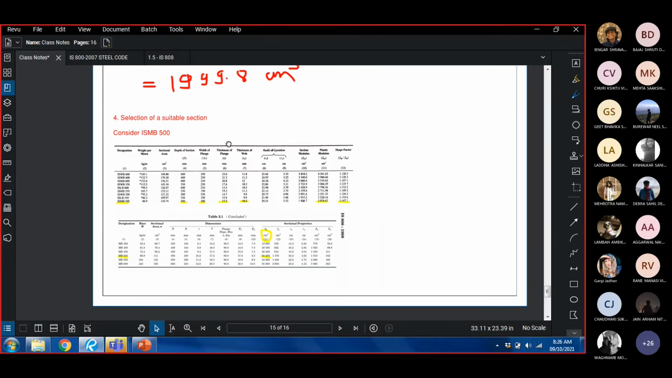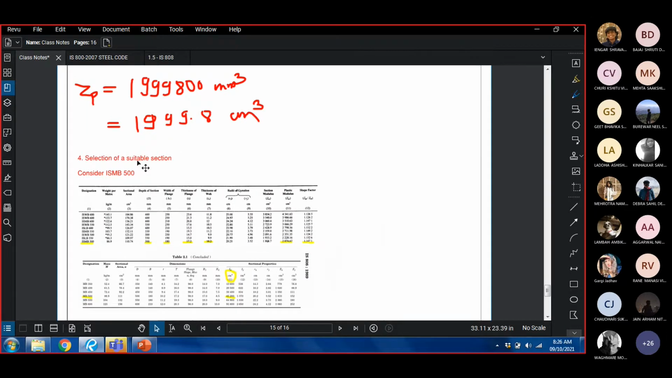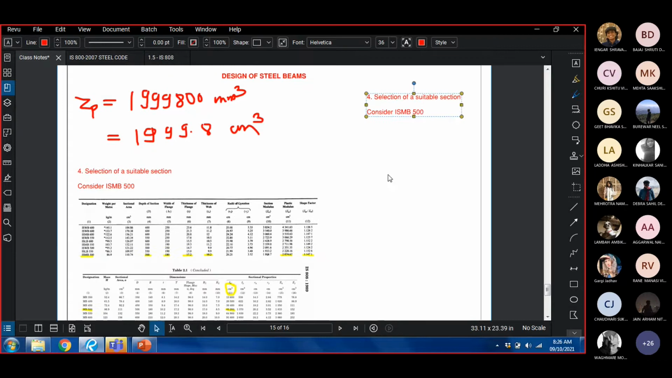Okay, so I believe this is the point where we did go further, but I believe we paced it a little bit. So I'm going to repeat things from here on.